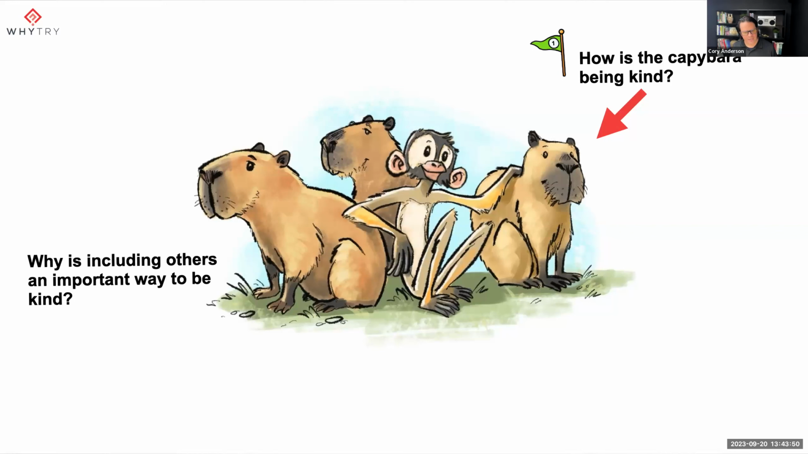So why is including others an important way to be kind? Why is it important to include others? What do you think? Why is it important to include others? Or at least why is that an example of being kind?